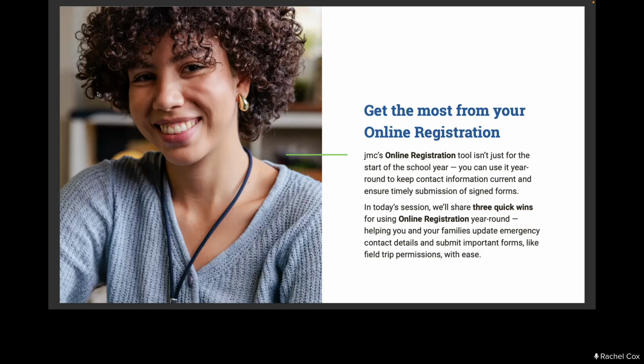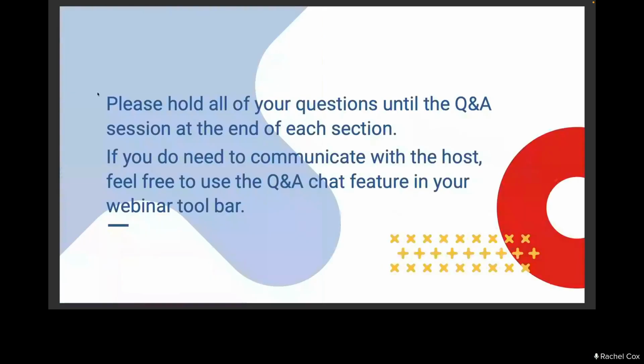But to kick us off here, JMC's online registration tool isn't just for the start of the school year. You can use it year-round to keep contact information current and ensure timely submission of signed forms. In today's session, we'll share 3 quick wins for using online registration year-round, helping you and your families update emergency contact details and submit important forms like field trip permissions with ease.